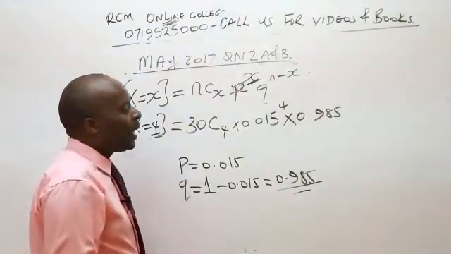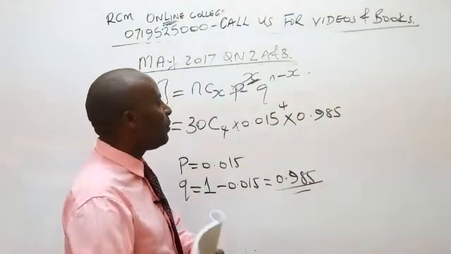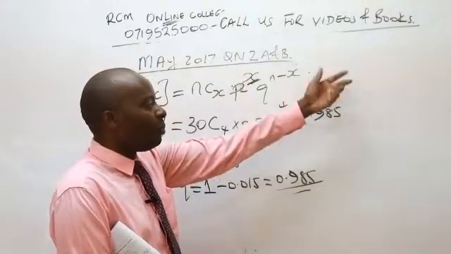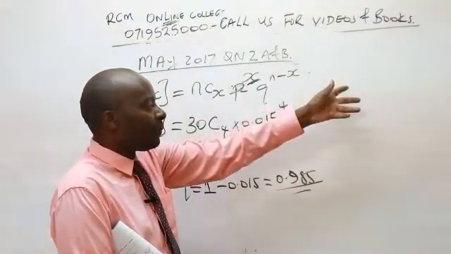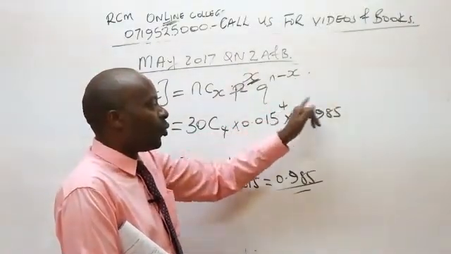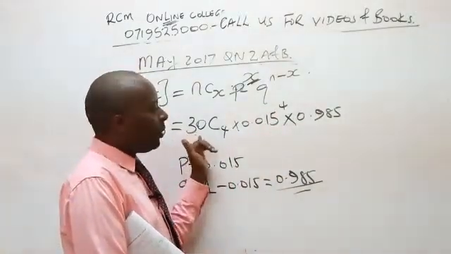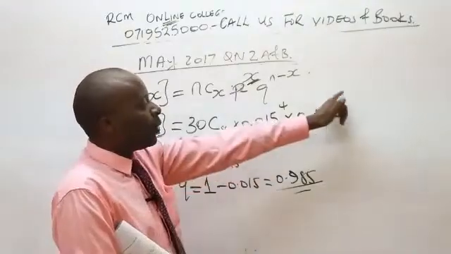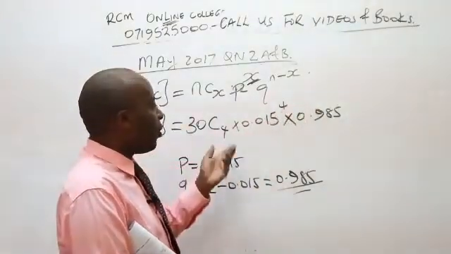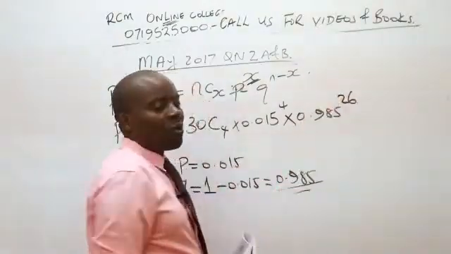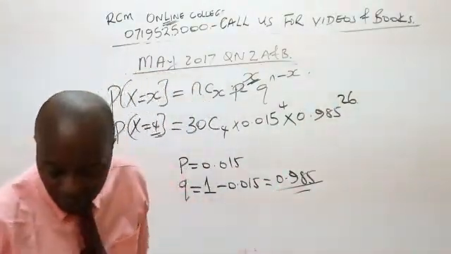Now, ladies and gentlemen, listen here. The most important thing is for you to know that this power has to be complementary. The two powers added together must always add up to this 30. So to get the new power here, simply take 30 minus this 4. In this case we have 26.